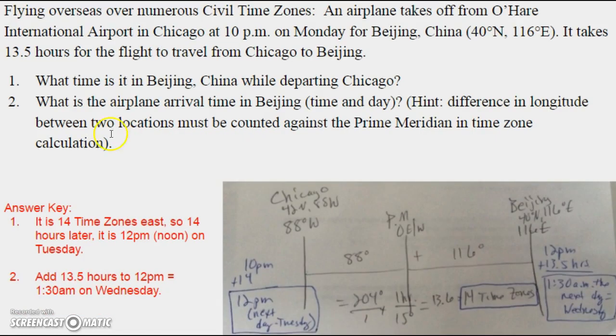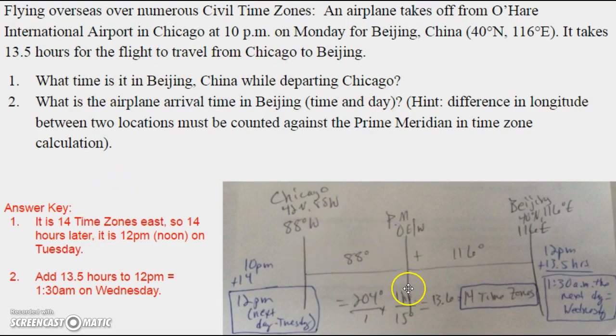And last, flying overseas over numerous civil time zones, an airplane takes off from O'Hare at 10 p.m. Beijing, China, is at 116 degrees east, 40 degrees north. If it takes 13.5 hours for the flight to travel from Chicago to Beijing, what time is it in Beijing when departing? Well, I can do this by doing the math.